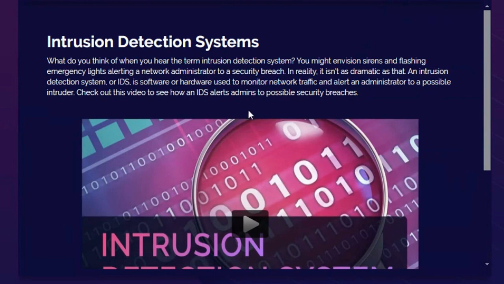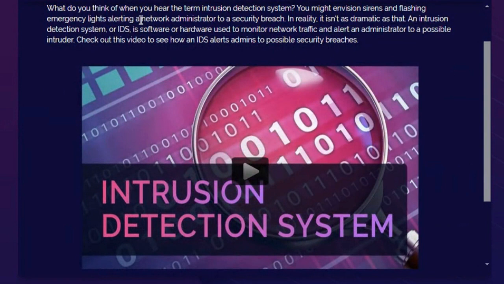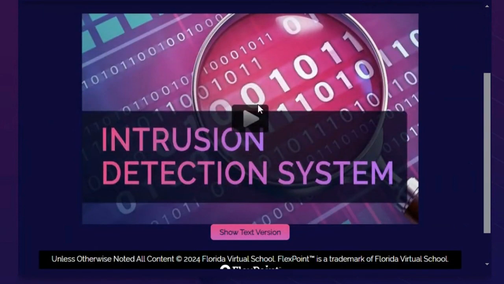So what do you think of when you hear the term intrusion detection system? You might envision sirens and flashing emergency lights, alerting some network administrator to a security breach. But usually it's not that dramatic. An intrusion detection system is usually software or hardware that is used to monitor network traffic and alert an administrator to a possible intruder, because it doesn't know for sure if that person is supposed to be in there. So here's a video that will show how an IDS alerts admins to possible security breaches.